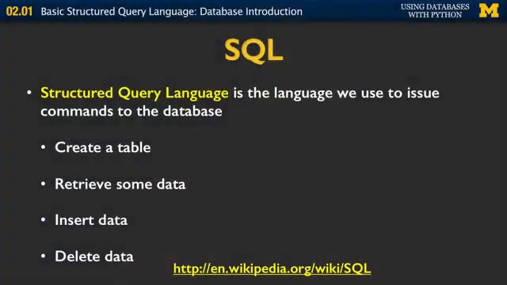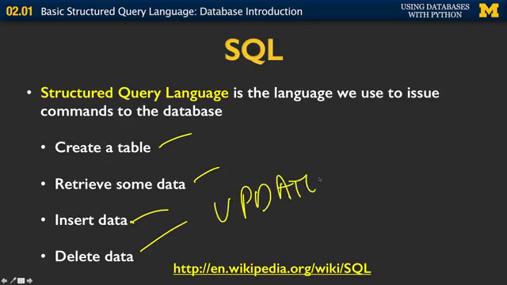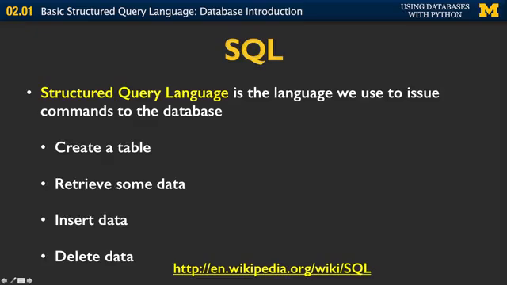So what SQL does is it has 4 basic functions. We call it CRUD: create, read, update, and delete. Update is missing here. CRUD. So that's a database term: CRUD, create, read, update, and delete.